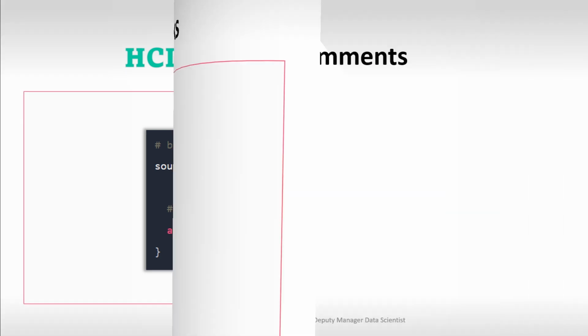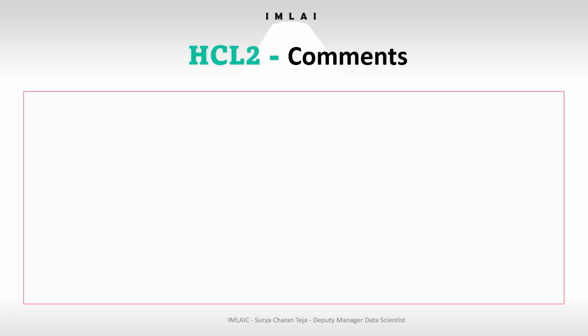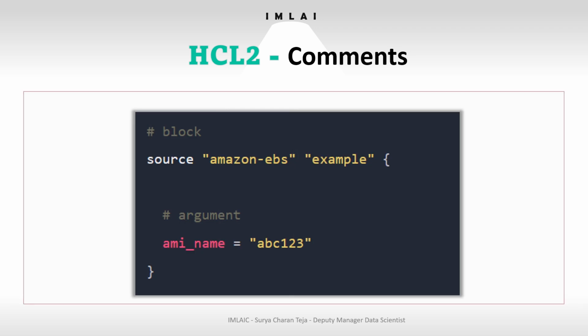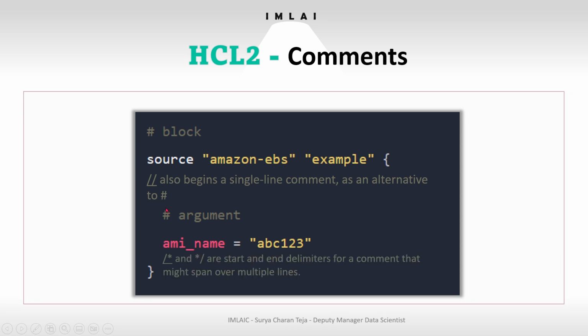Then we will look into HCL comments. We can add HCL comments here. For that we use either a double forward slash, or a pound symbol, or a forward slash with asterisk and an asterisk with forward slash. So you can use any of these symbols to add comments in Packer.